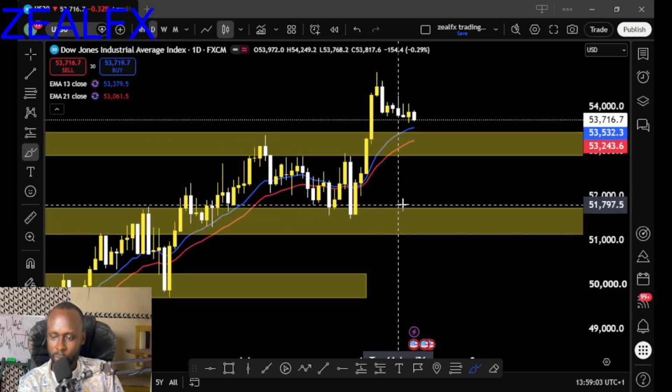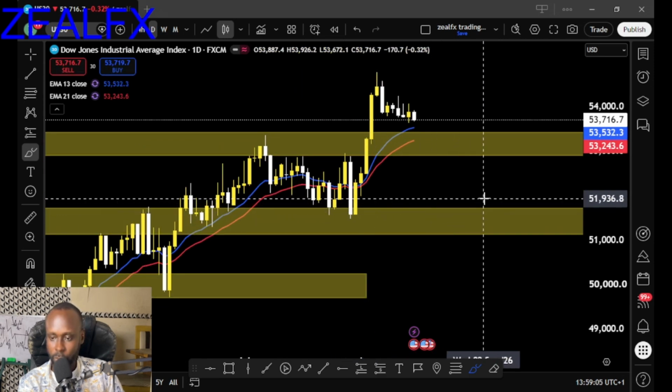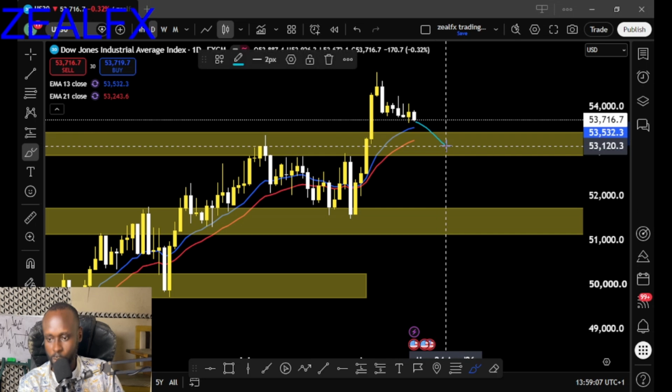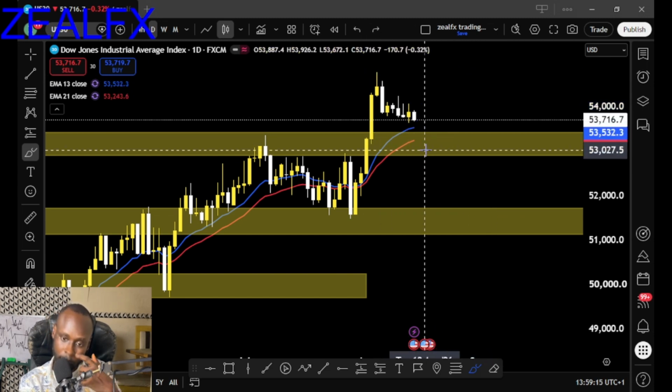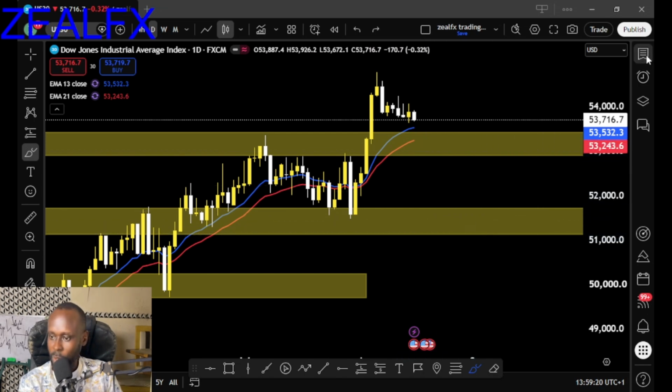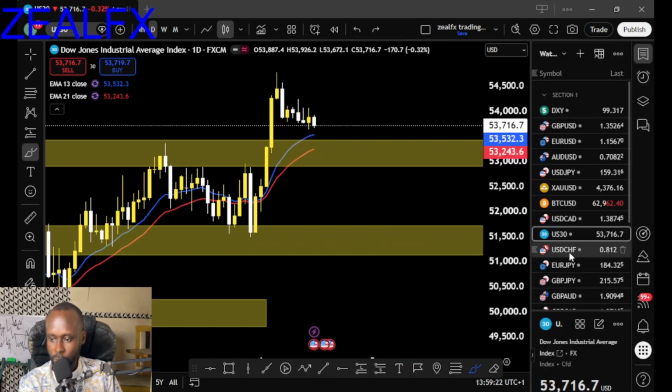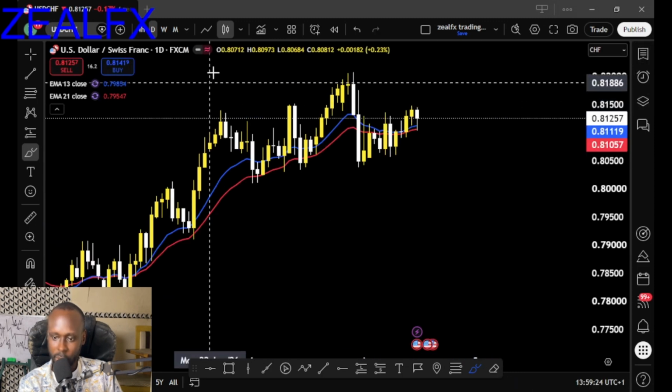On the daily time frame of the US30, we need price to drop to this weekly level and fail to close below it, then start looking for a buying opportunity to the top, guys. So we have to be patient for price to hit that particular level before making any decision on the US30. Let's look at the next pair, which is the USD CHF.